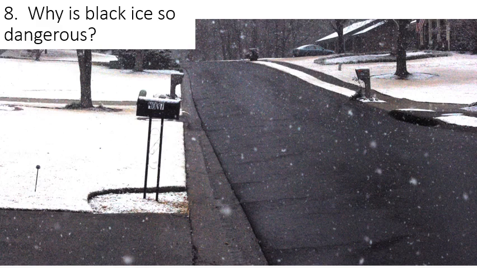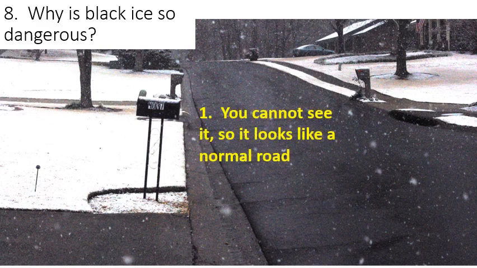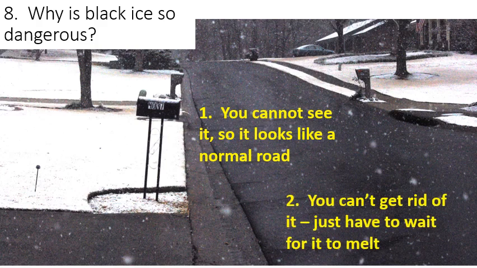Now, why is it so dangerous? Because you can't see it. The road just looks like a normal road. Maybe it looks a little wet, which wet is okay. You also can't get rid of it. It's so slick you can't drive on it, you lose traction, and there's nothing you can do to get rid of it. You can't plow it, you can't get it out of the way, you just have to wait for it to melt.